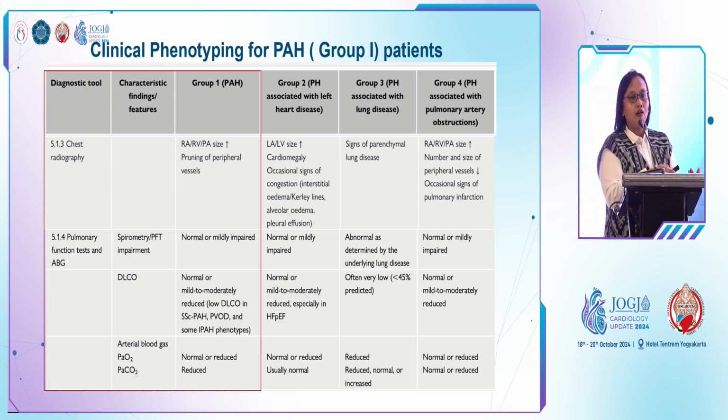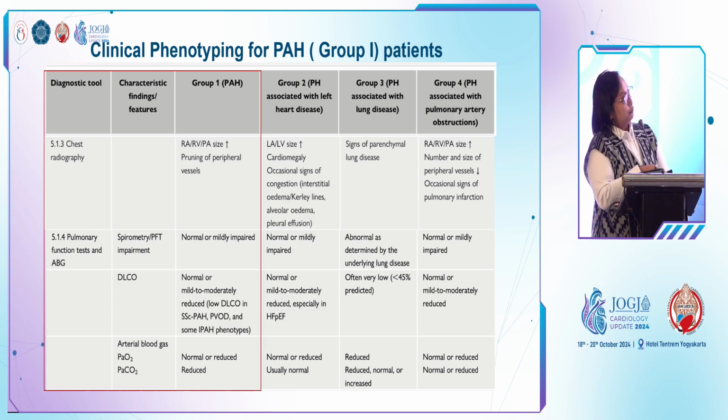Then by the clinical parameters alone, it's very easy to determine if the patient is having signs of left heart disease or not. And for group 3, you have to look for signs of involvement of parenchymal lung disease, for example. Then we can differentiate whether the patient has pulmonary hypertension due to group 1, due to group 3 lung disease, or a combination of both group 1 and group 3. And for group 4, I think it's similar to group 1.